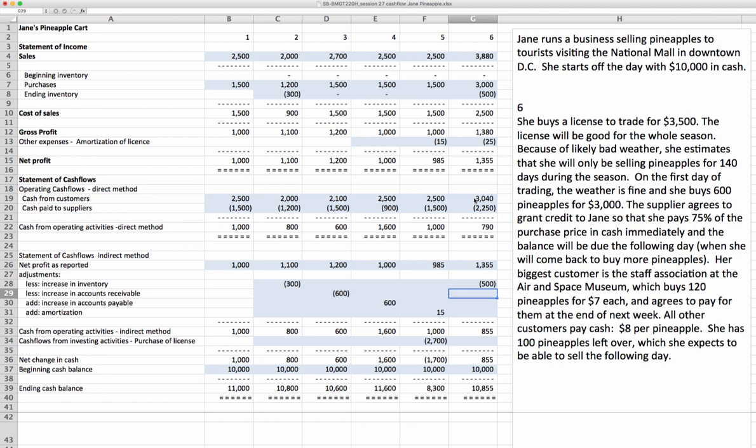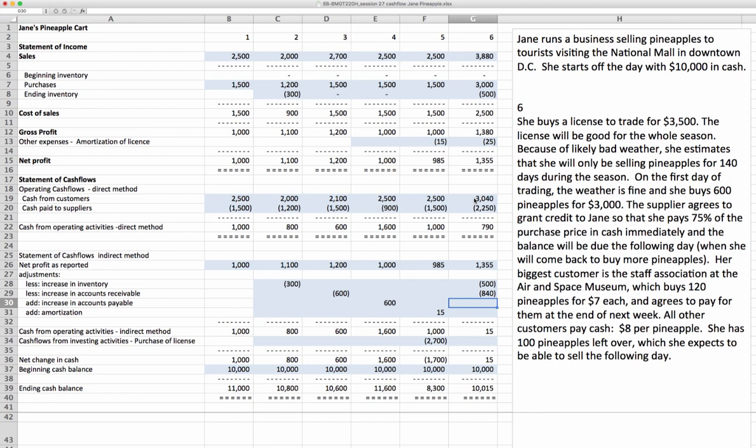The accounts receivable at the beginning of the day was nothing, but at the end of the day we know that the Staff Association at the Air and Space Museum owes for 120 pineapples at $7 each. So less 120 multiplied by the $7 each, there is an increase in accounts receivable of $840.